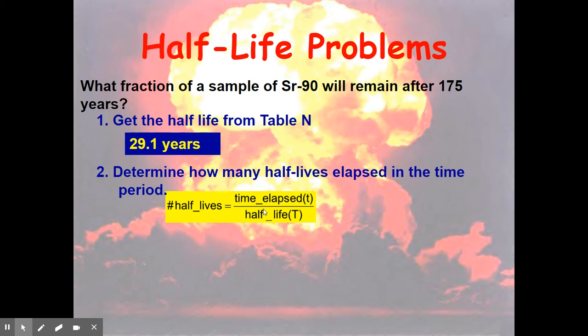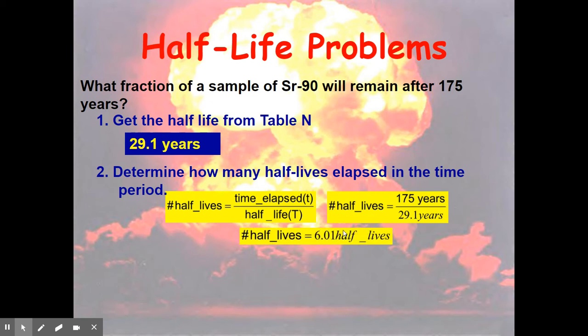I don't like using this formula. I put it up here because I believe you use it in earth science. This is probably the only time I'm going to use it. The number of half-lives in this case is going to be 175 divided by 29.1. When you do that, you get some number really close to 6.01 half-lives. So that means we're going to have 6 half-life periods. They want to know what fraction remains after 6 half-lives.